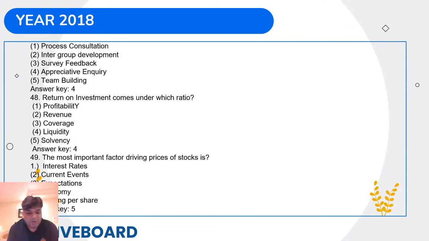Why, by the way? Because when you talk about earning per share, for example, you have 20 lakh rupees which you want to invest. Of course, the prevailing interest rates, the prevailing current conditions, the attendant market expectations, the size of the economy, the health of the economy are all factors which will determine the prices of the stocks.